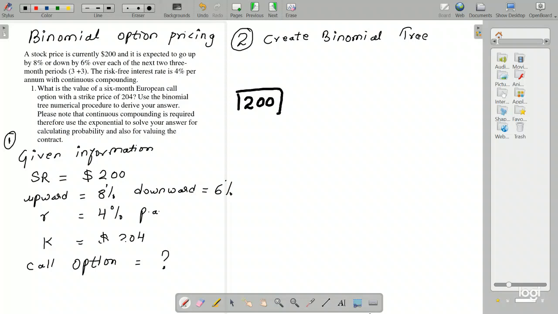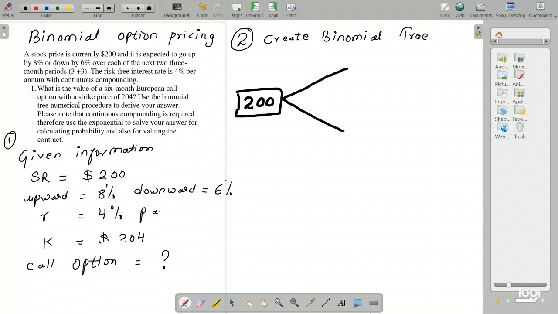This is the spot rate today. We also get to know that it is expected to go up by 8% and down by 6%. Now here, this is one of the assumptions of the binomial, that there can be only two possibilities, either up or down, and nothing else other than that. So that's the basic assumption on which your binomial is based. And likewise, we are going to do exactly the same thing. So this 200 in future may go either upward or downward.